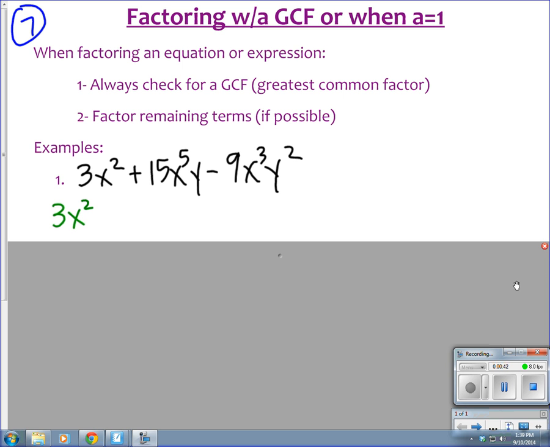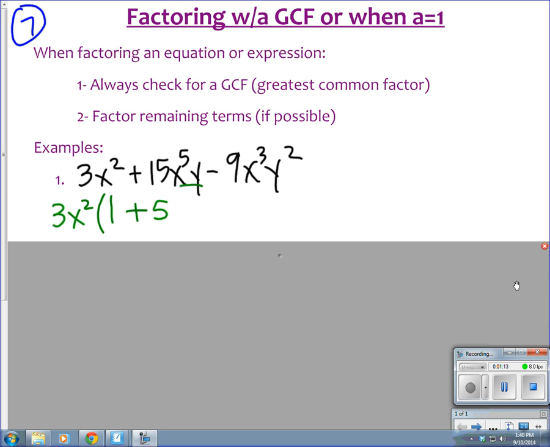Do all of the terms have a y? No, so we cannot factor out a y. So if we do 3x squared, and then we'll put parentheses, what is left? What's 3x squared divided by 3x squared? 1. So we'll have 1 plus, what is 15 divided by 3? 5. And if we factored out the two x's, then what's left over?